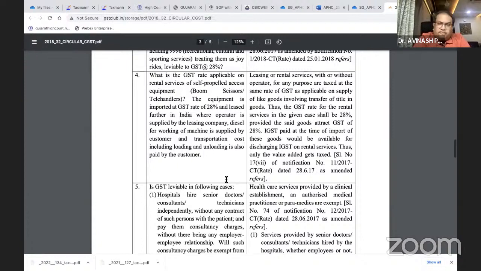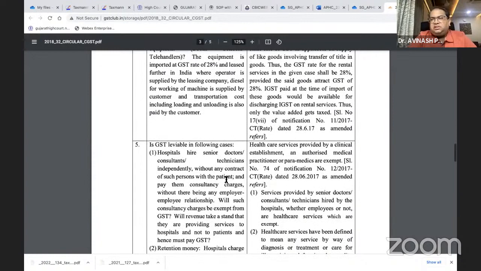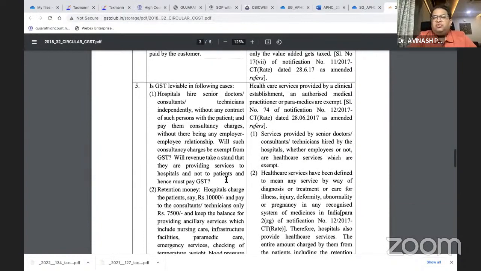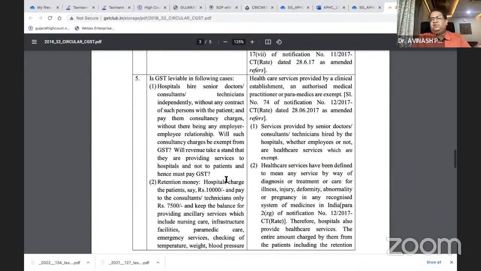Therefore, the GST rate for the rental services in the given case shall be 28%, provided the said goods attract GST of 28%. IGST paid at the time of import of these goods would be available for discharging IGST on rental services. Thus, only the value added gets taxed, because whatever IGST you are paying at the time of import, you will get the credit of that, and therefore only the differential amount will be taxed.